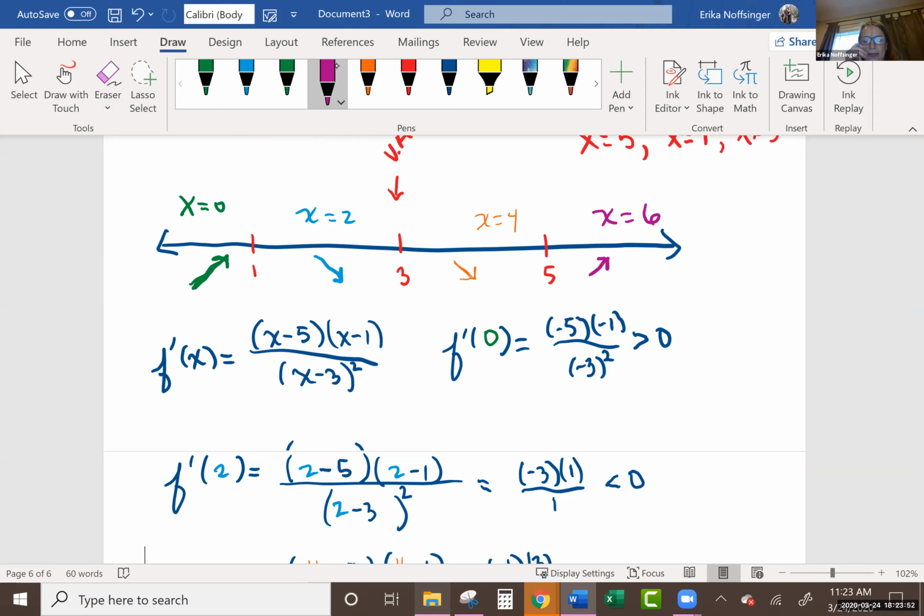And so looking at this, I can see that x equals 1, because we have something that is increasing to decreasing, is going to be a max. And then at 5, because we have something which is decreasing to increasing, I can see that x equals 5 is going to be a min.